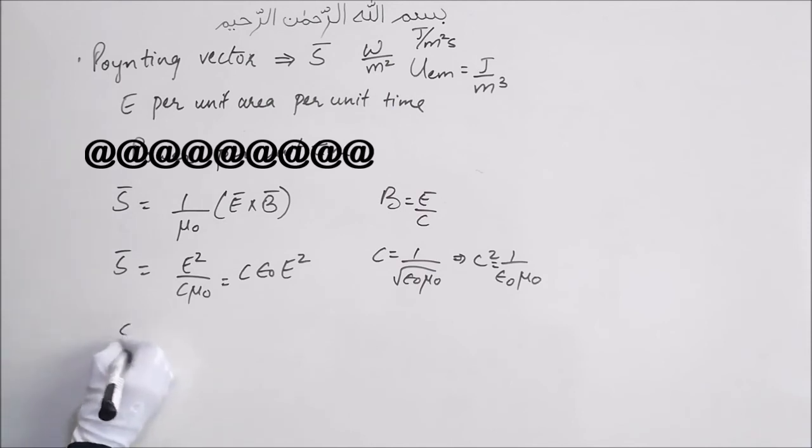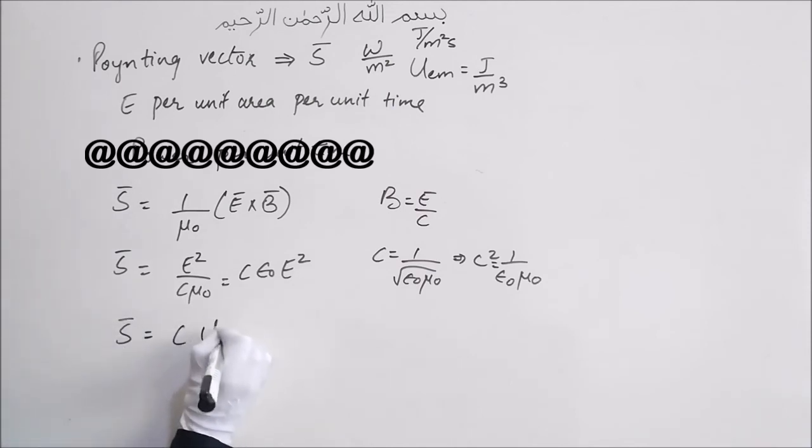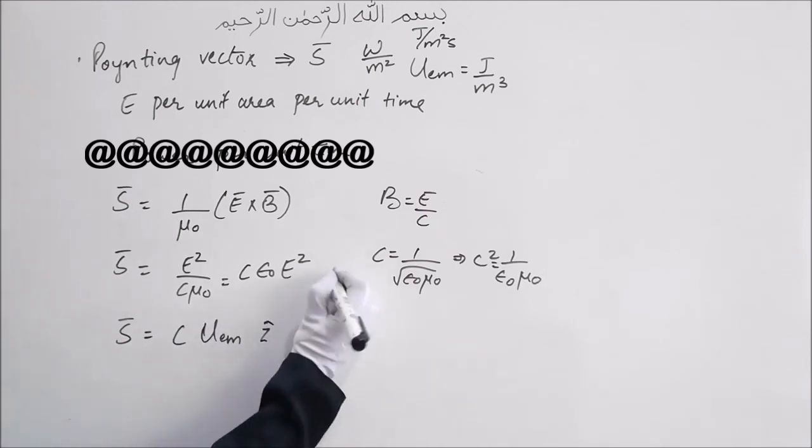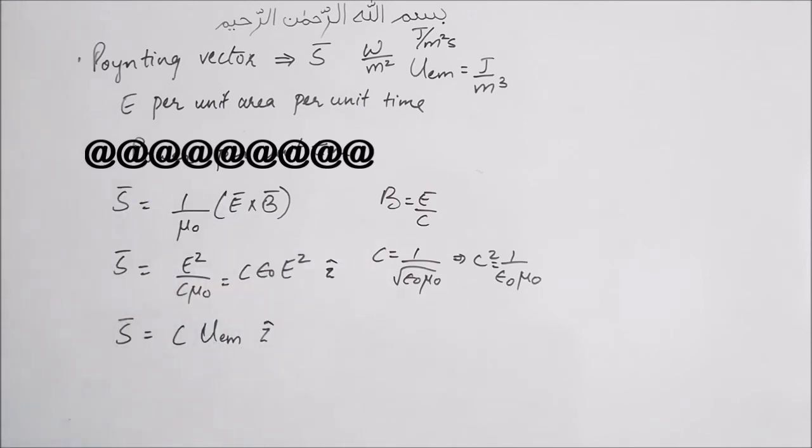One more formula for S is C U E M, and again the direction: let's say the wave is propagating along the z hat direction, so we will have C U E M z hat.